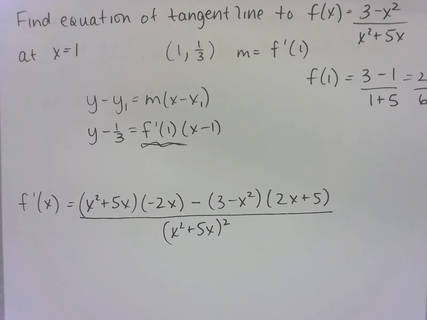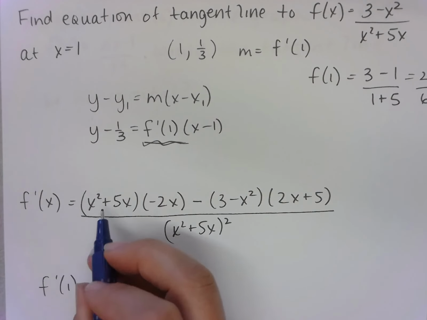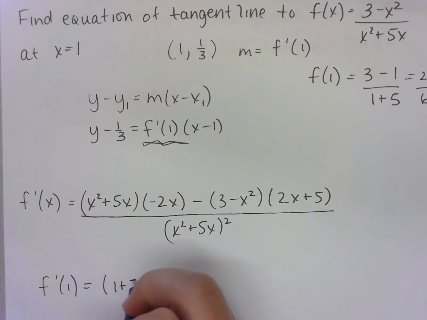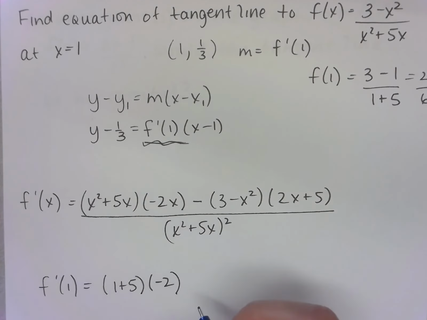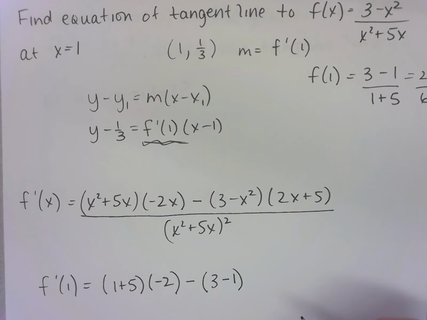All right, now we could simplify, we definitely can, but all I'm going to do is pop in 1 everywhere, and so whether I simplify or not, assuming I do everything correctly, I'll still get the same value. That's why it's not terribly important that I simplify. So f prime of 1 is going to be, when I plug in 1 here, I get 1 plus 5, times I plug in 1 there and I get negative 2. And then I have minus 3 minus 1, because 1 squared is still 1.